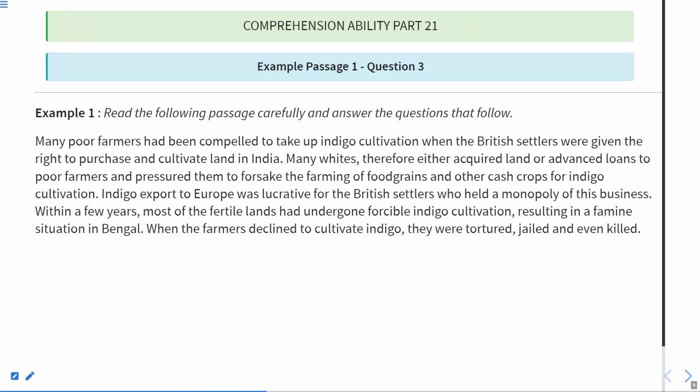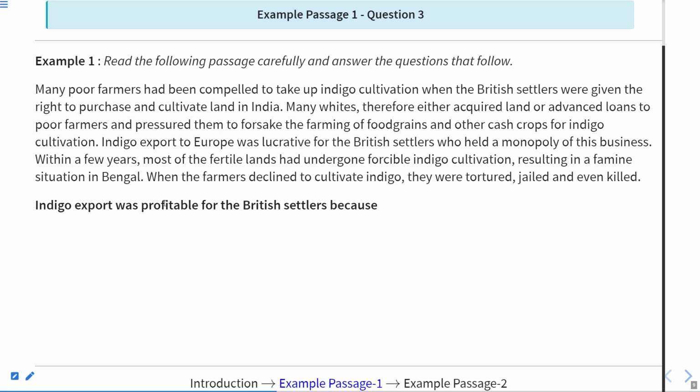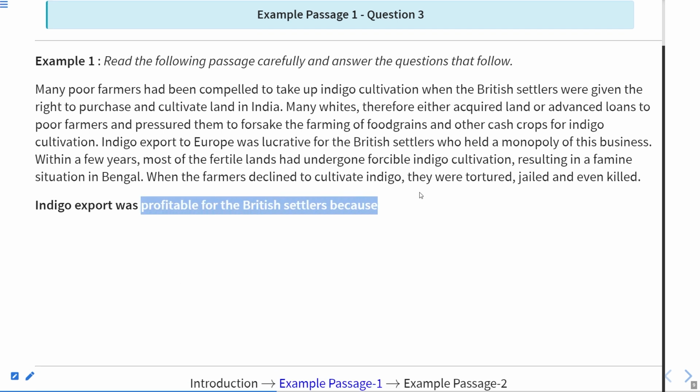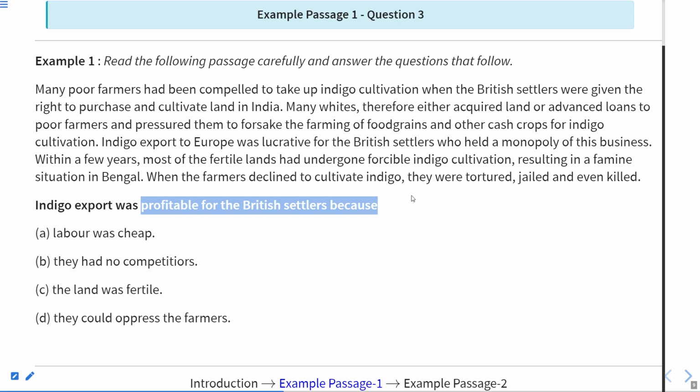Now let us move to question number 3. Question number 3 is, indigo export was profitable for British settlers because, why was it profitable to them? Labor was cheap, they had no competitors, the land was fertile, they could oppress the farmers. So why was it profitable for the British settlers to cultivate indigo? What was the motive behind it?